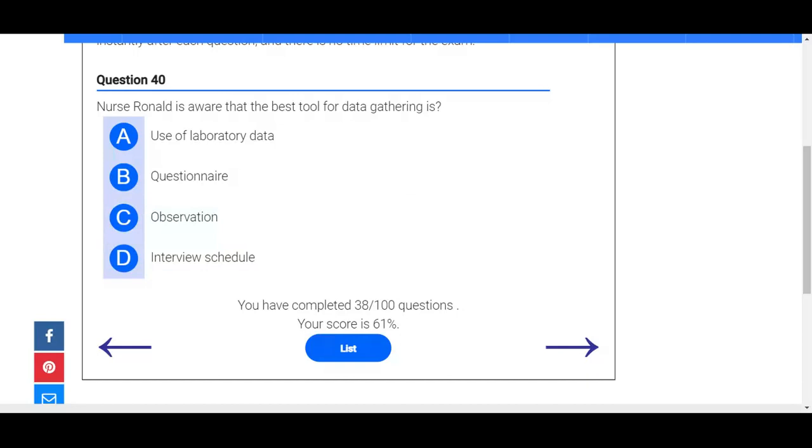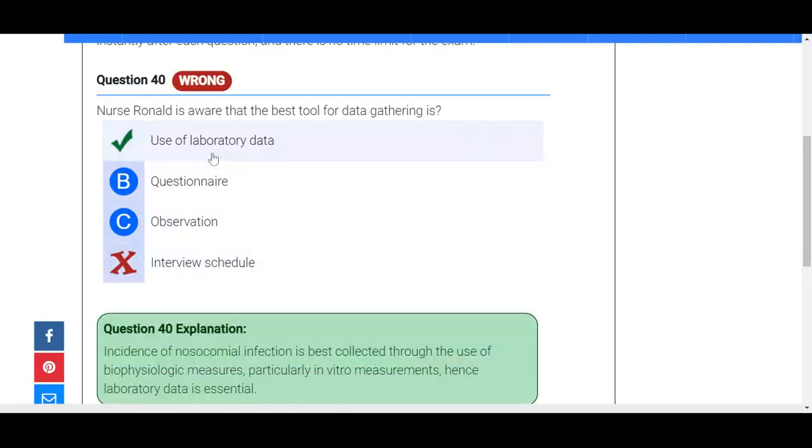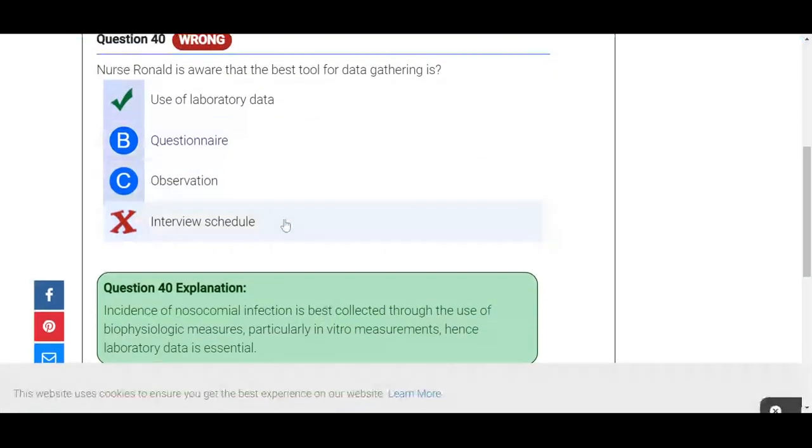Let's try to Google the most reliable data gathering, data collection method. Interview is the most reliable one. But we have here the use of laboratory data. So this is actually factual data that you can use. So we have between interview and use of laboratory data. Let's see if it's interview. Oh, it's the use of laboratory data. I shouldn't have done that.